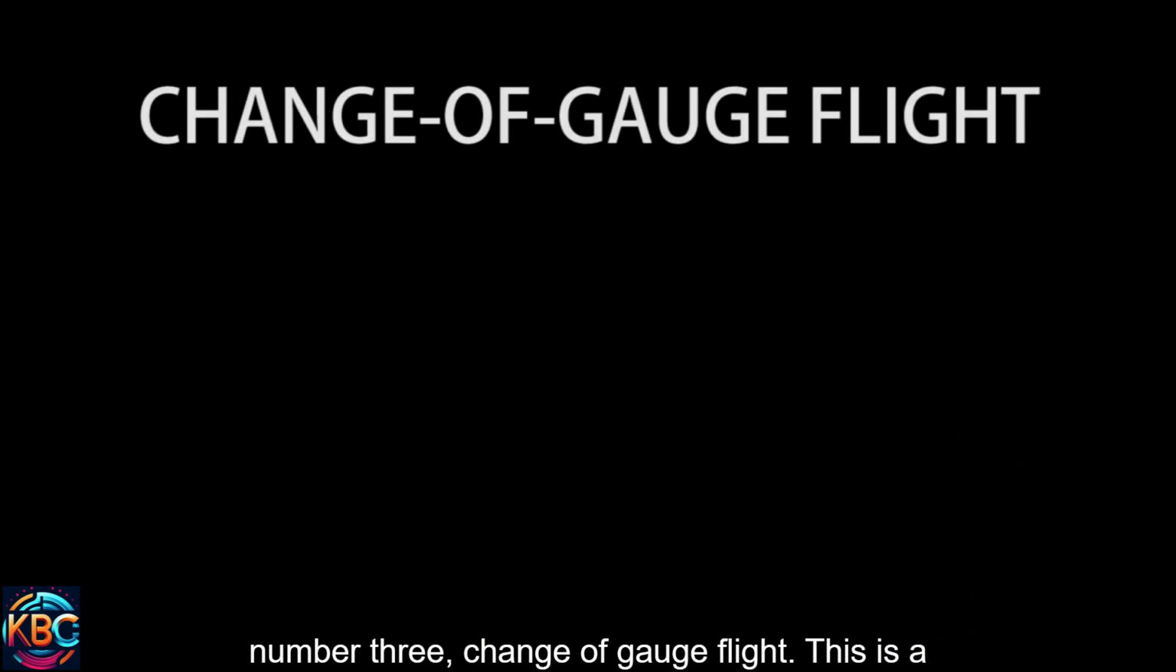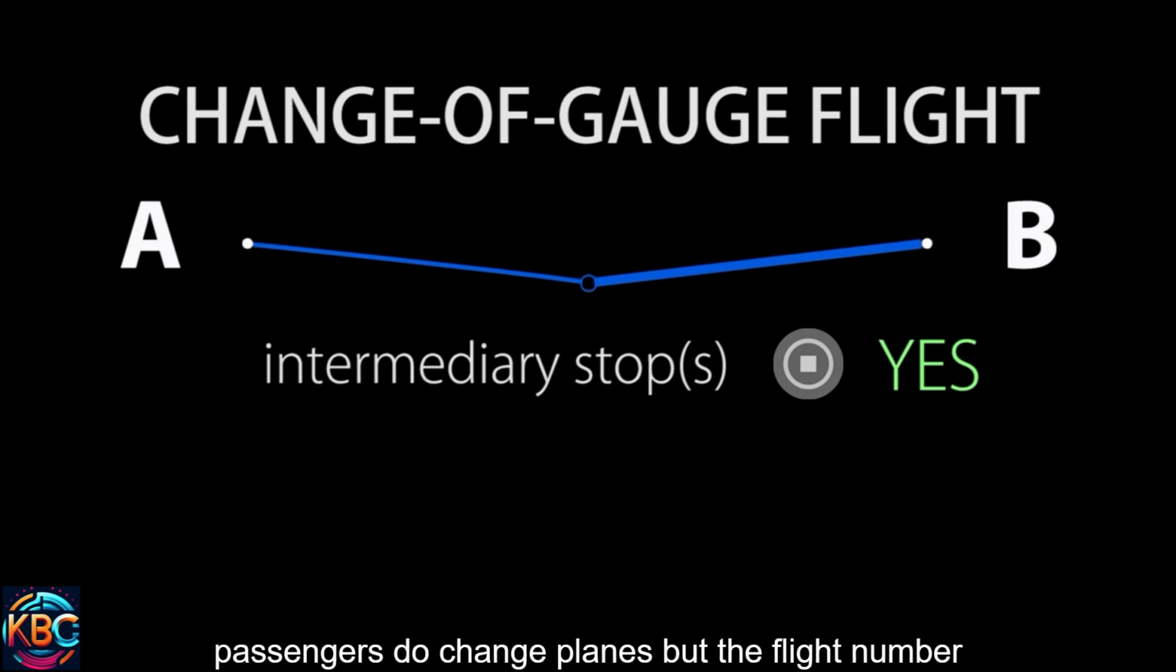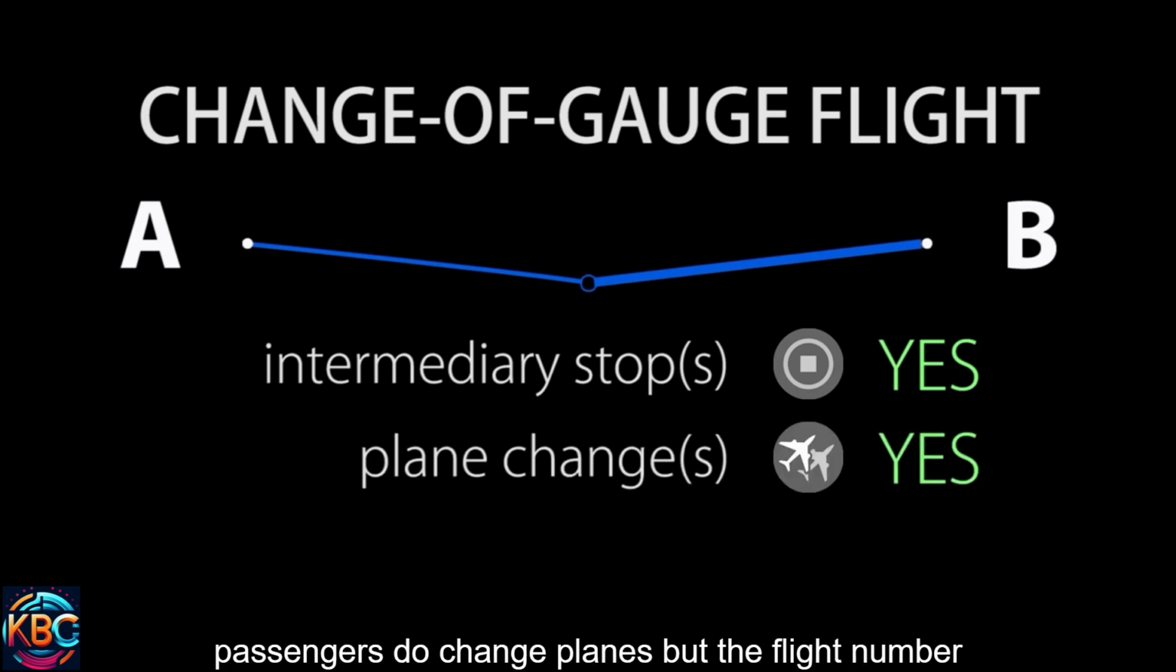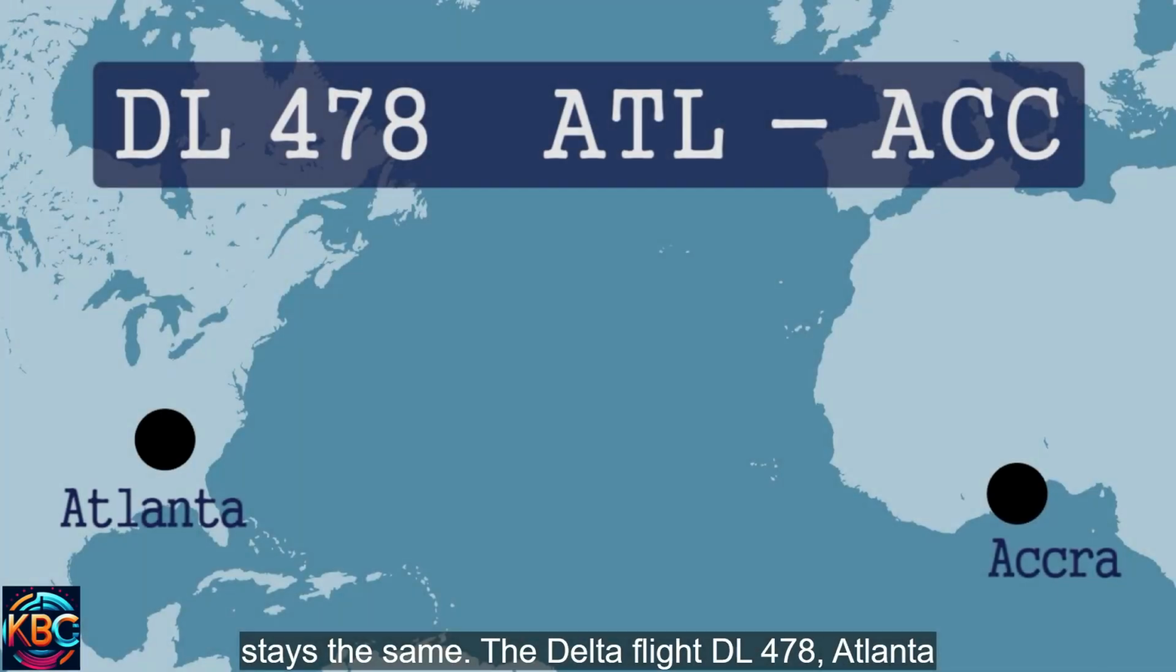Option number 3. Change of gauge flight. This is a flight with at least one intermediary stop. Passengers do change planes, but the flight number stays the same. The Delta flight DL478 Atlanta-Accra is a perfect illustration.